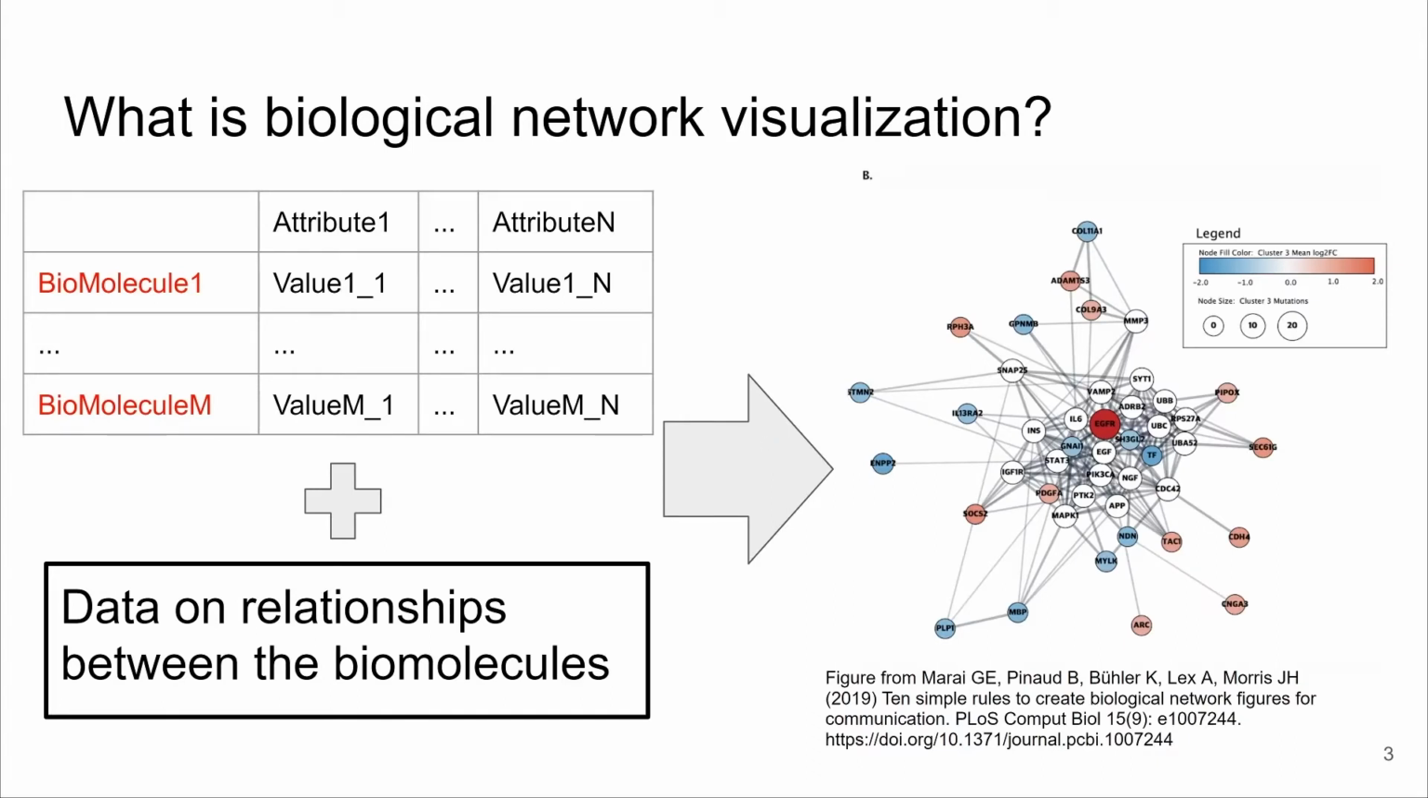This table is an example data for network nodes. A row represents a biomolecule node and a column represents some attribute information of a biomolecule. In addition to the node data, there is also edge data that represents their relationships.